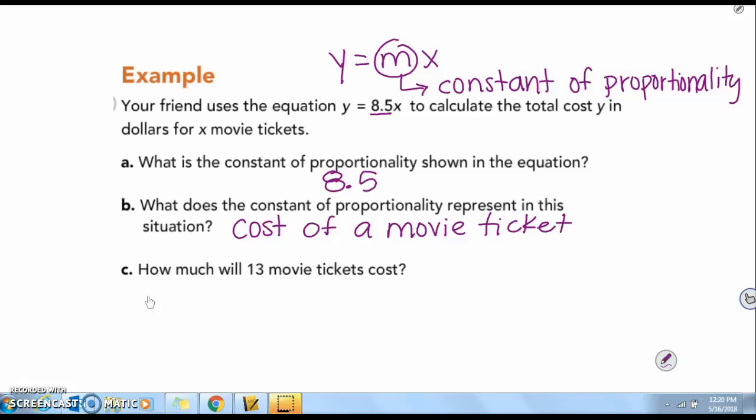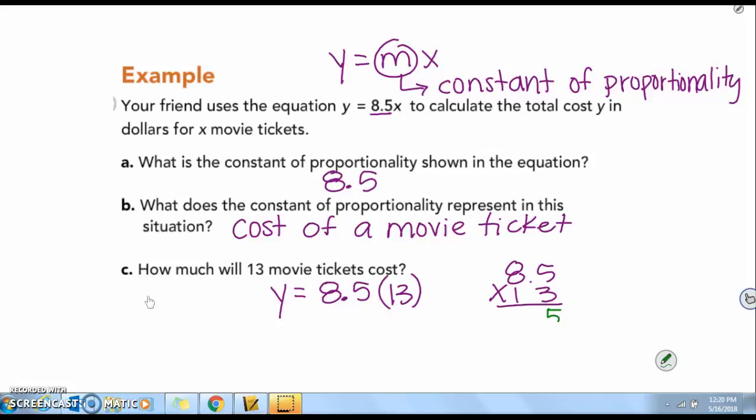Letter C, how much will 13 movie tickets cost? To solve this equation, we plug it in. Y equals m, which is our constant of proportionality, 8 5/10, times x, which is the number of movie tickets. Now we multiply 8 5/10 times 13.